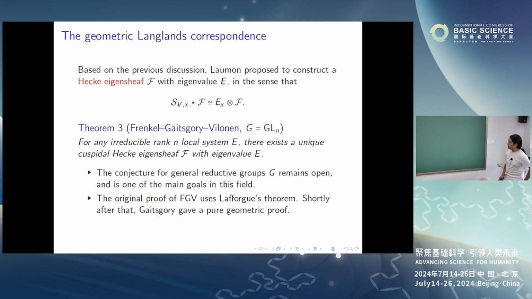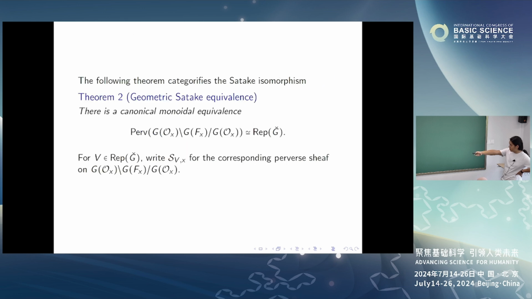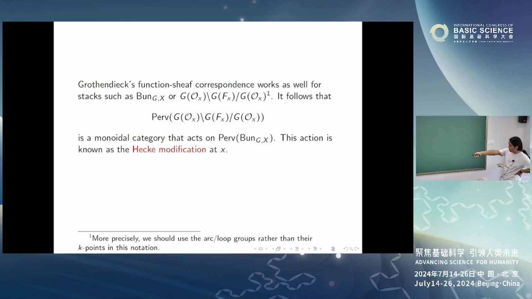And now we can state what's the geometric problem we want to tackle. So previously, we wanted to find Hecke eigenfunctions. So it's some automorphic function such that it's an eigenfunction for all the spherical Hecke algebra. Now we want to find some sheaf called a Hecke eigensheaf, which is some eigenobject for the action of this spherical Hecke category. So more precisely, we want the following. On the left-hand side, you use this Satake sheaf S_{V,x} to act on your F, which is a perverse sheaf on this Bun_{G,x}.